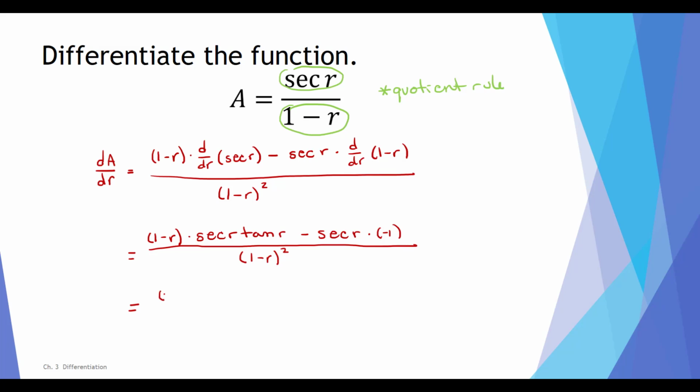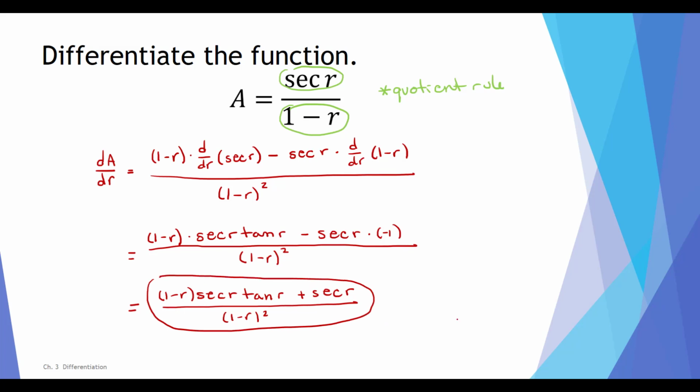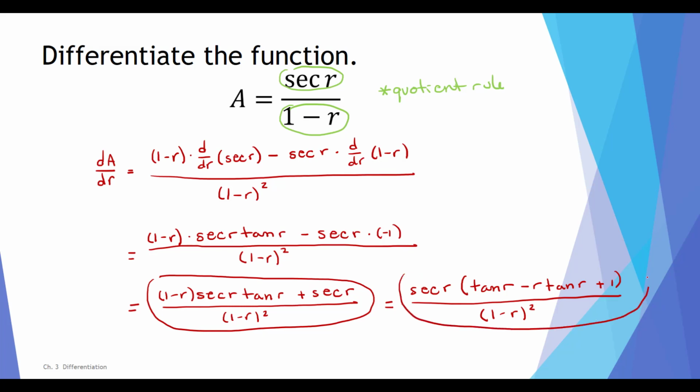Cleaning up a little bit, we have (1 minus r) times secant r tangent r plus secant r, all divided by (1 minus r) squared. For most purposes, this expression is going to be perfectly fine. If you wanted, you could factor out a factor of secant r, and you could distribute the tangent r, and write secant r times (tangent r minus r times tangent r plus 1), all divided by (1 minus r) squared. This expression is perfectly fine.